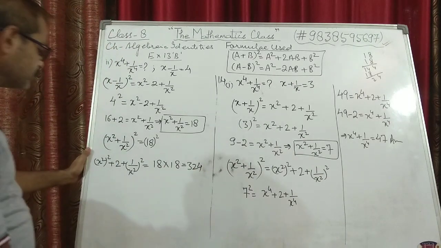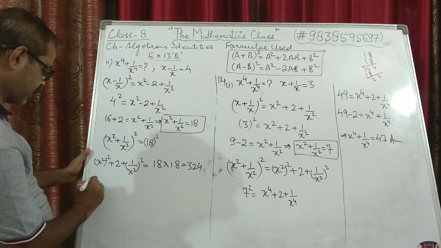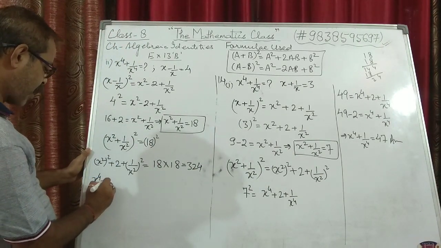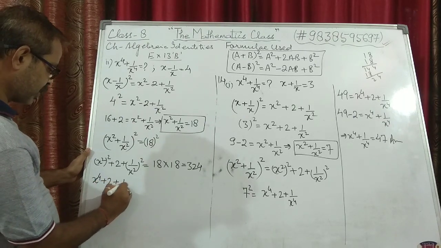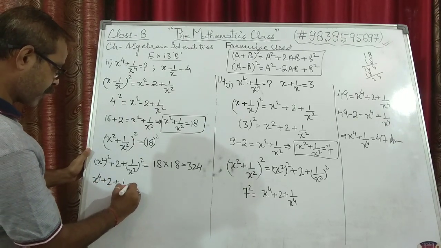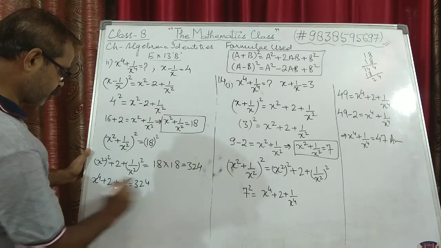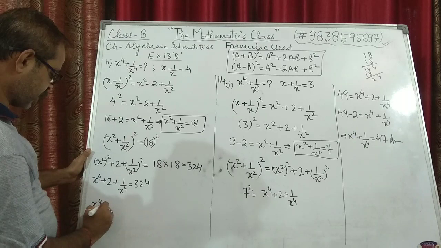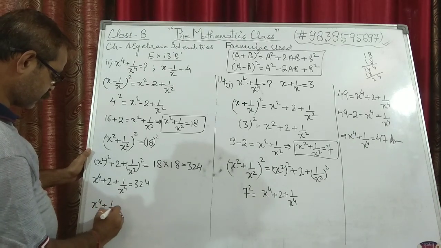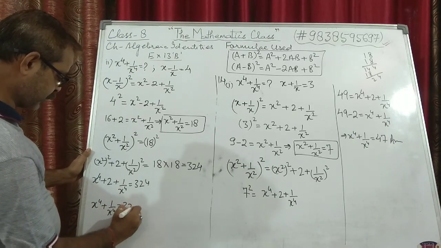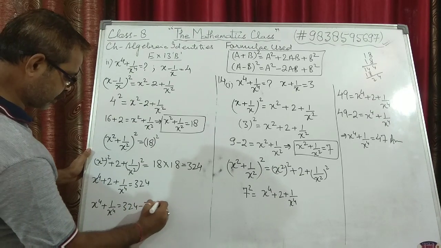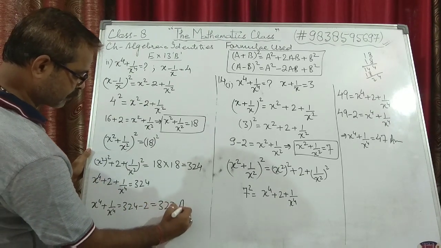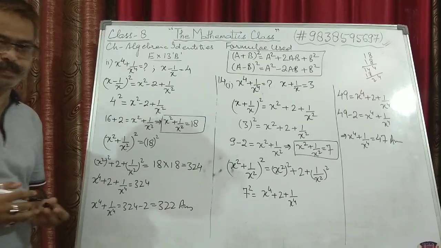324. Now this can be written as x to the power 4 plus 2 plus 1 upon x to the power 4 is equal to 324. 2 goes to that side, it will subtract: x to the power 4 plus 1 upon x to the power 4 is equal to 324 minus 2, that is 322. That is the final value.